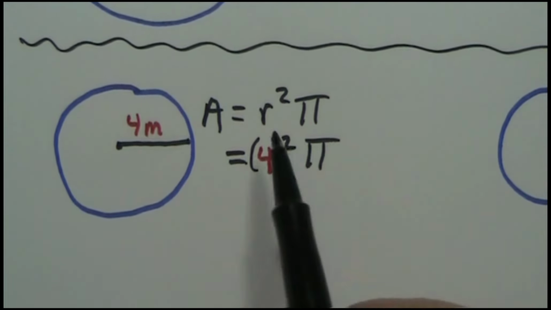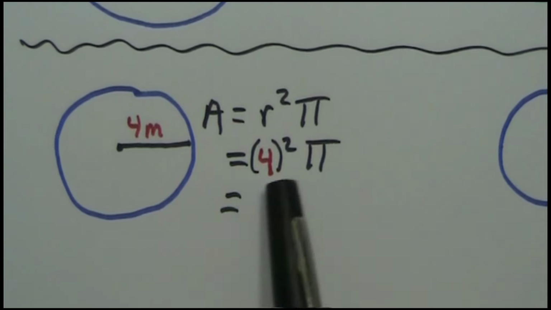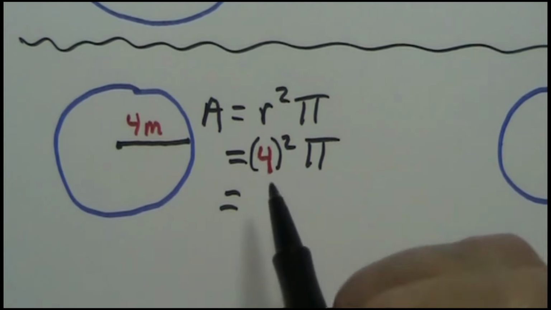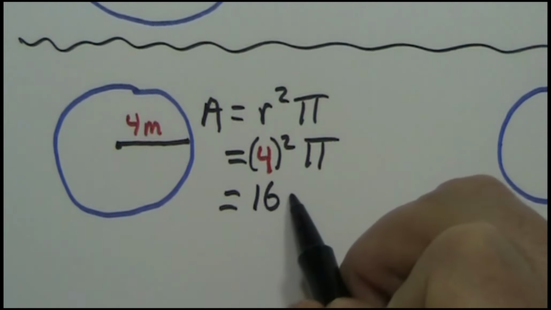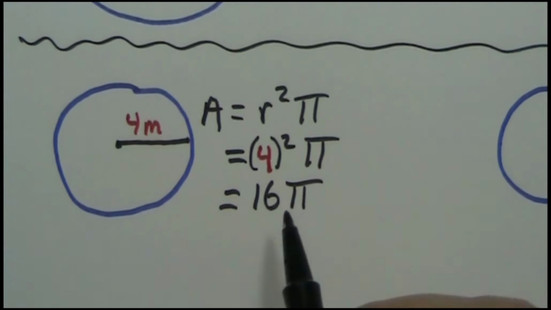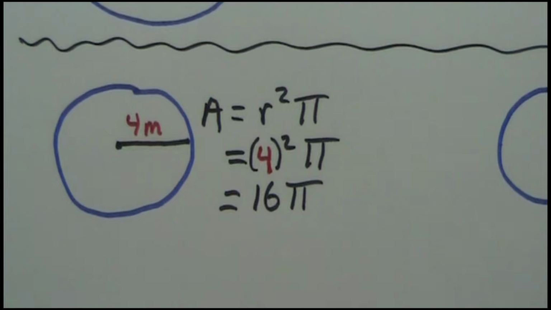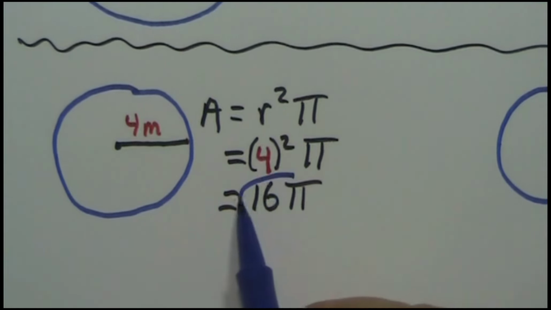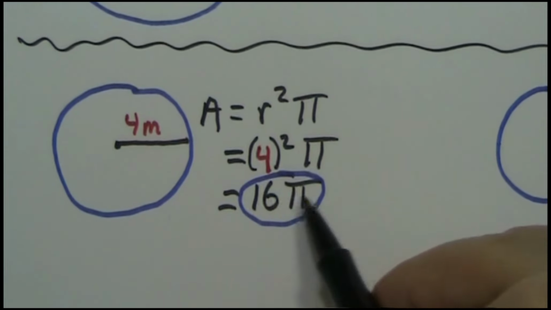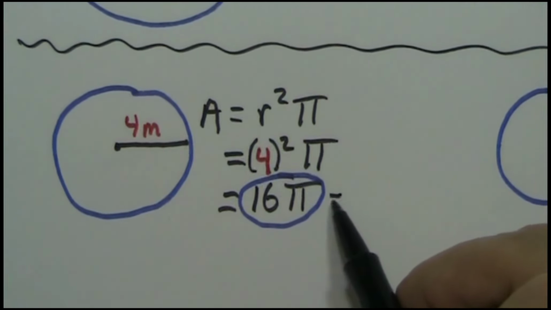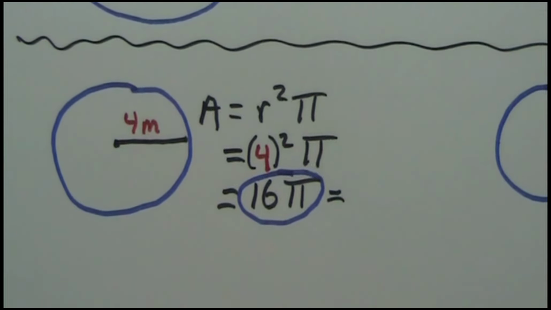Sometimes you'll see answers that are just like that. And 4 squared is 4 times 4. That's 16 pi. This would be the exact answer. If we were looking for it, this would be the exact. If not, you can calculate to find the approximate, which would be 16 times 3.14.